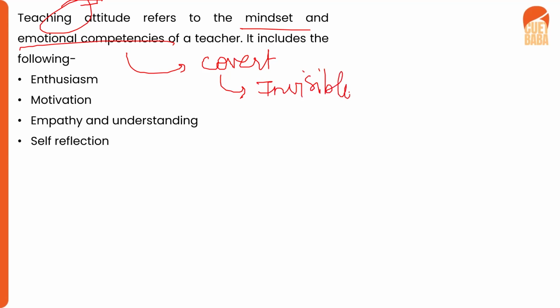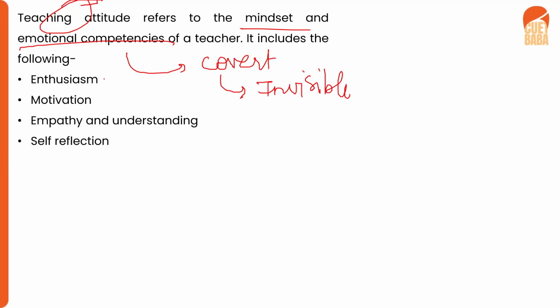Every individual has two kinds of behavior. One is overt. Overt behavior is the behavior which is visible upon the individual, and then we have the covert behavior which is invisible. Okay, so being a teacher, I have some moral values. I have some core mindset which makes me a better teacher. Okay, so what are these?